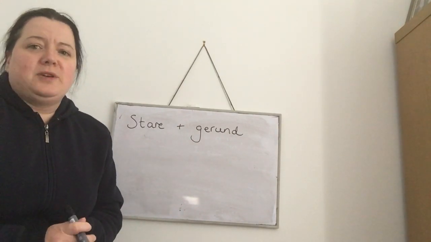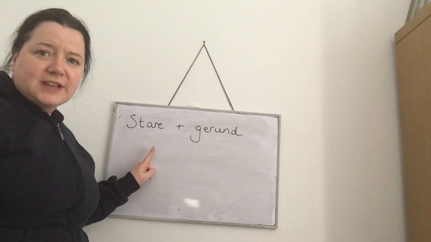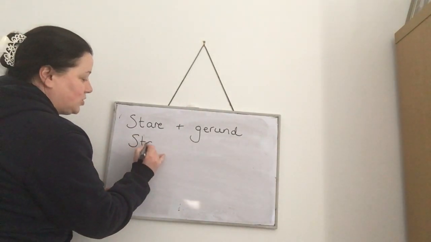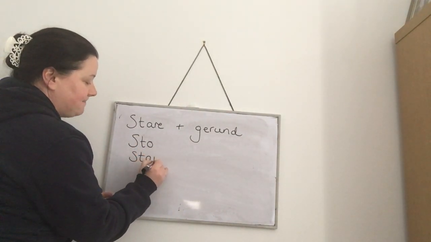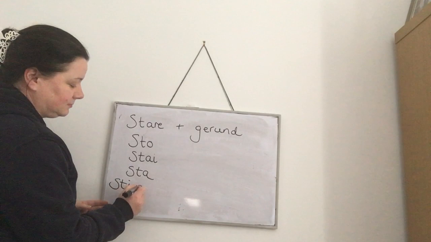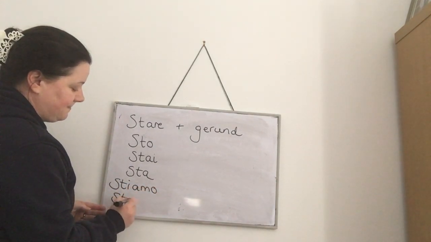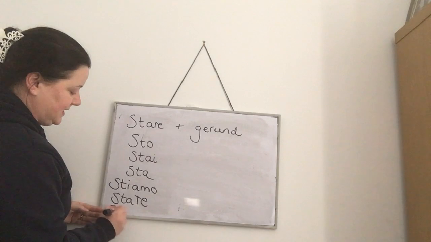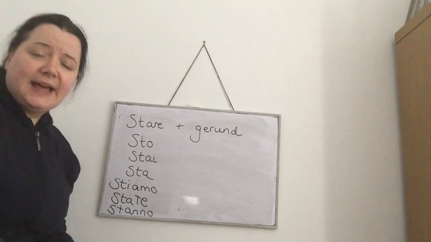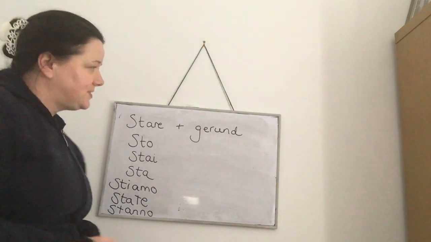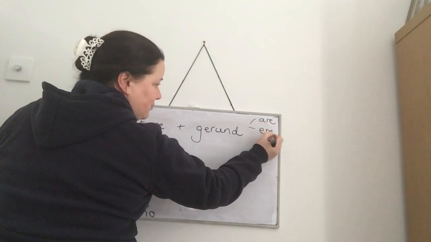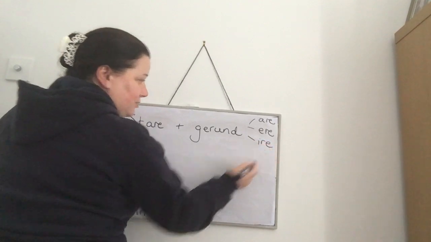So, how do we form the present progressive? Well, you take the correct part of stare with something else. So, stare, sto, stai, sta, stiamo, state, and just squeeze it in, stanno, okay? Then remember, in Italian, your verbs always fall into three groups. You've got an ARE group, an ERE group, and an IRE group.